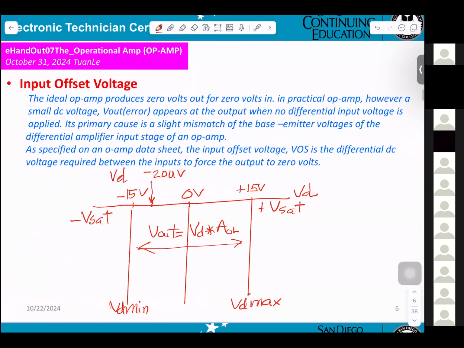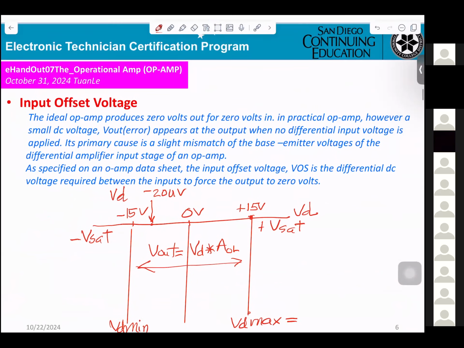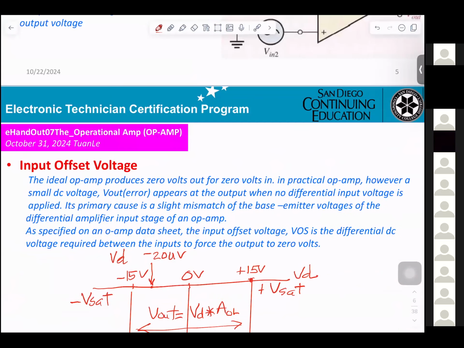So basically, you have to know what the maximum for VD is. How can we get the maximum for VD?